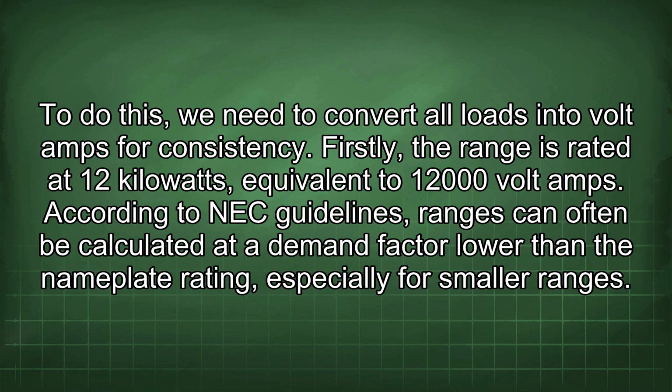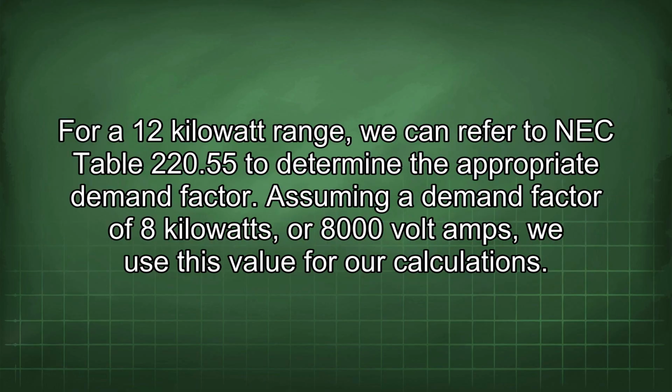Firstly, the range is rated at 12 kilowatts, equivalent to 12,000 volt amps. According to NEC guidelines, ranges can often be calculated at a demand factor lower than the nameplate rating, especially for smaller ranges. For a 12 kilowatt range, we can refer to NEC Table 220.55 to determine the appropriate demand factor. Assuming a demand of 8 kilowatts, or 8,000 volt amps, we use this value for our calculations.